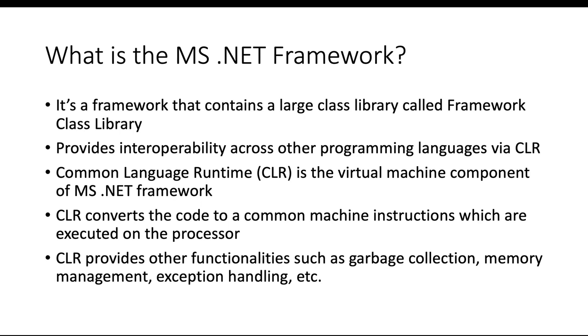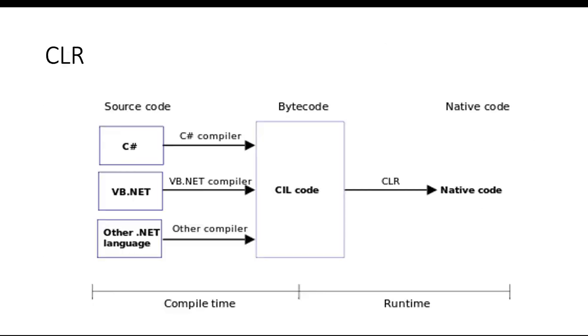The CLR converts the code that you write, the C# code or the .NET code, into common machine instructions which are executed on the CPU or the processor. The CLR also provides other functionalities, including garbage collection, memory management, type safety, exception handling, etc. This diagram shows that you write the code in various .NET programming languages, such as C#, and then the code is compiled to common intermediate language, or CIL, and it will run on the virtual machine in the common language runtime.